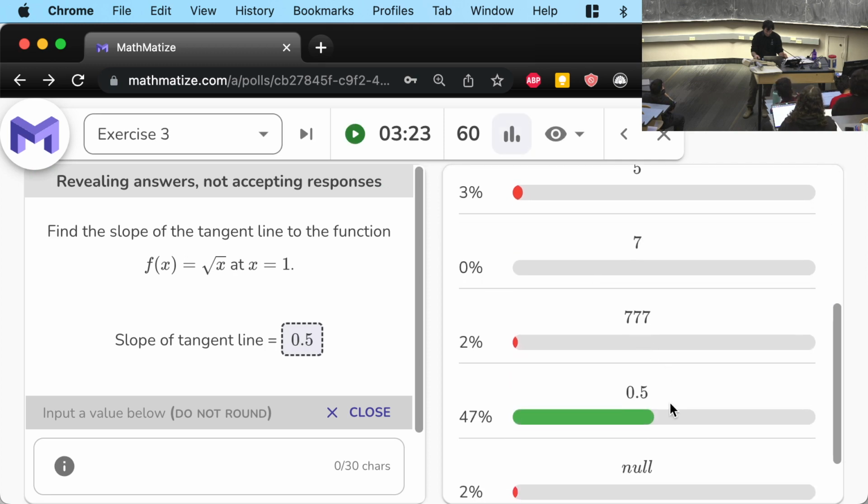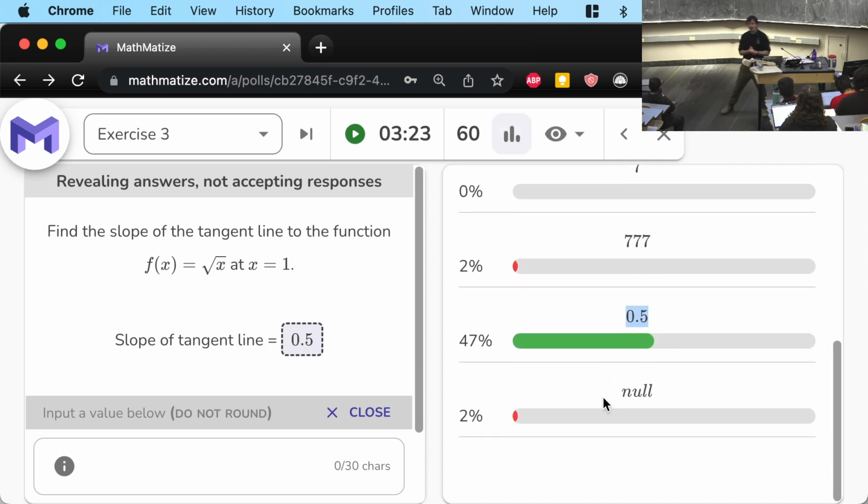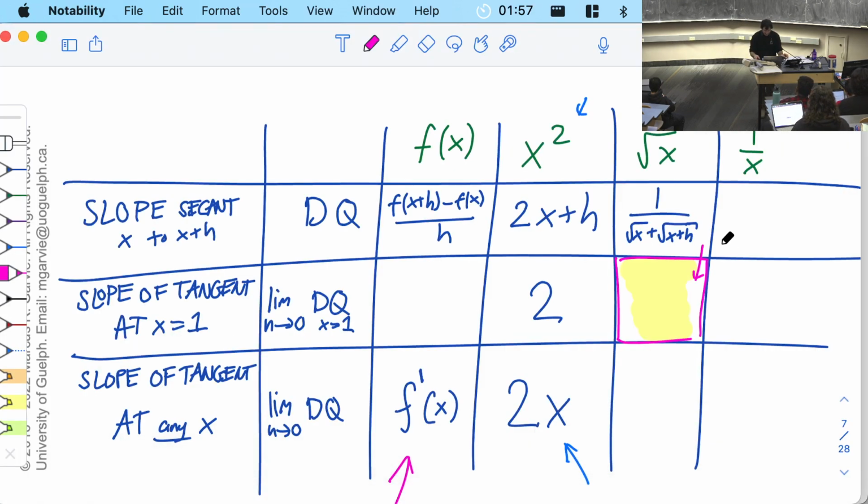How many people got 0.5? Oh, wow, that was great. A lot of people got it. 0.5 is the right answer. You can see it from the picture, but you can also do it by doing the limit. If you do the limit of this thing, you plug in x equals 1, and you do the limit as h goes to 0. That will be a plug-in limit, and you should get the value 0.5, or 1/2. Let me write 1/2. So if you got that, really well done.